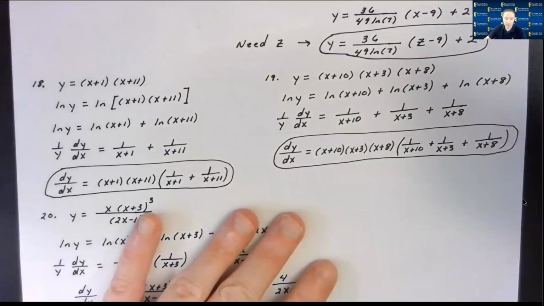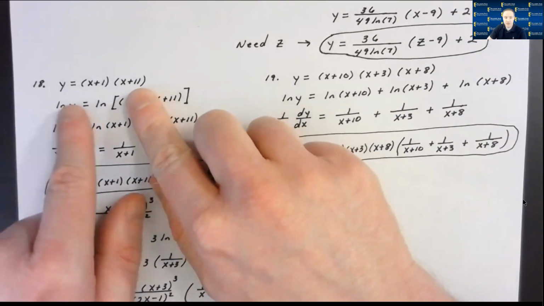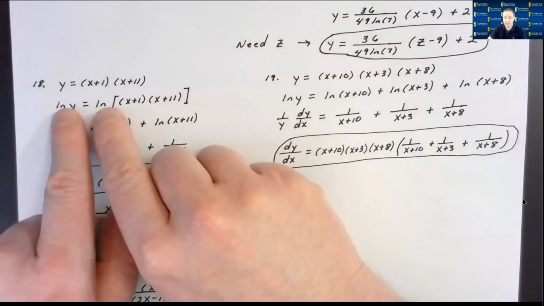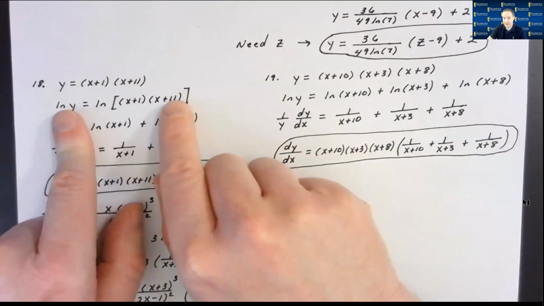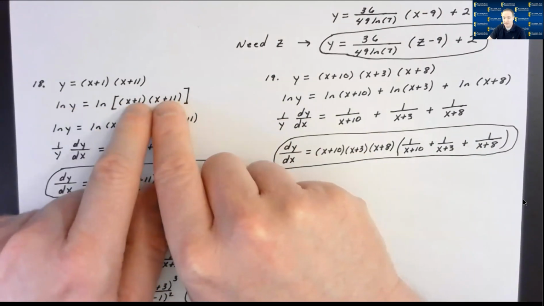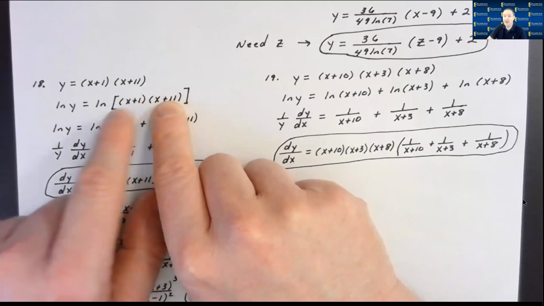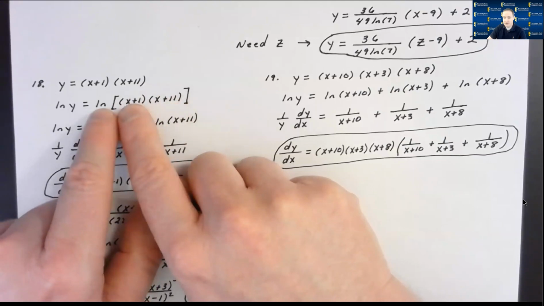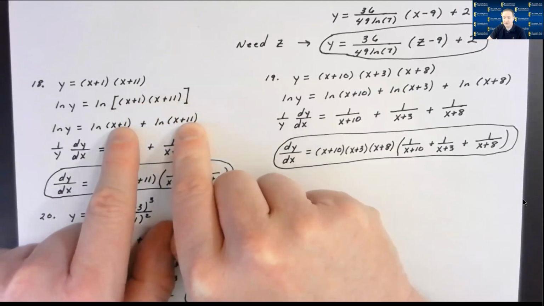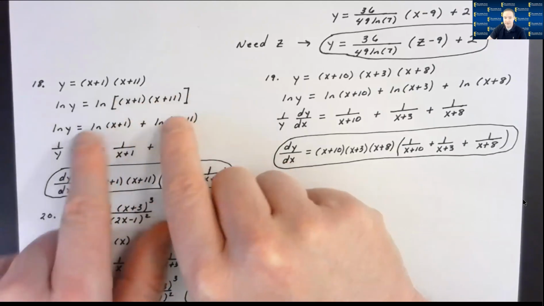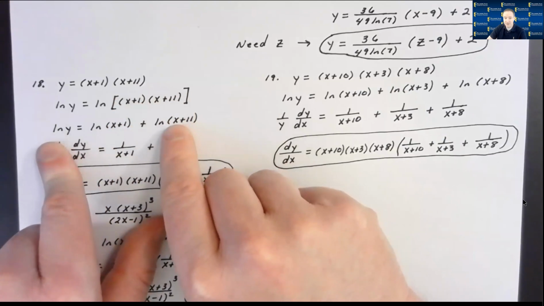So what's logarithmic differentiation? You just take the natural log of both sides, and then you use properties of logarithms to expand the right-hand side in this case. I know if I have a product inside of a logarithm, I can say it's the natural log of the first term plus the natural log of the second term. After you expand through properties of logarithms, then you take the derivative.